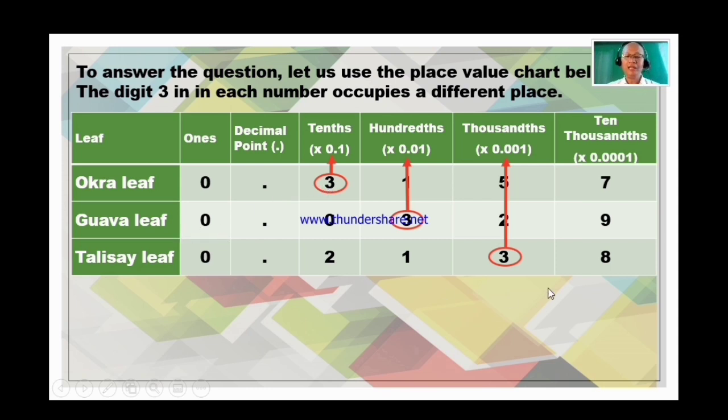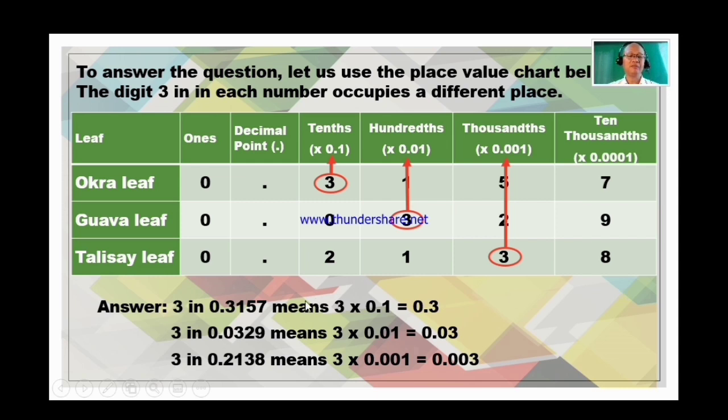Okay? Then, I give you the answer. For example, that one. Our answer there is, the value is 0.3 or 3 tenths. The guava leaf, we have 3 hundredths. Okay, 0.03 or 3 hundredths. For the talisay leaf, we have 3 thousandths. That is what the number 3 means. 3 thousandths or 0.003. Then no more writing the other numbers. Change them into 0. All the numbers at the back, we better not write anymore, or you just put 0 also.